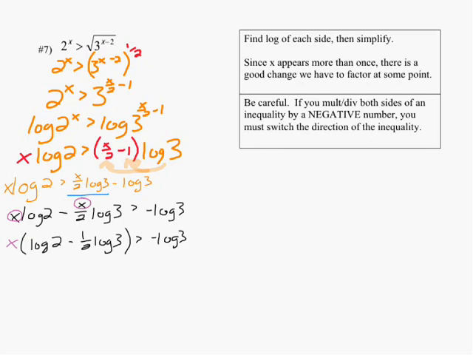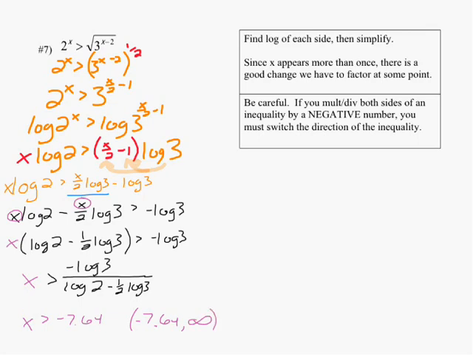Simply have to get that purple x by itself now. Right now it's being multiplied by that monster in parentheses. Divide both sides by the monster. And the x is greater than negative log of 3 divided by log of 2 minus 1/2 log of 3. And that can be put in your calculator. You should get x is greater than negative 7.64. In interval notation, parentheses, negative 7.64, comma, infinity.